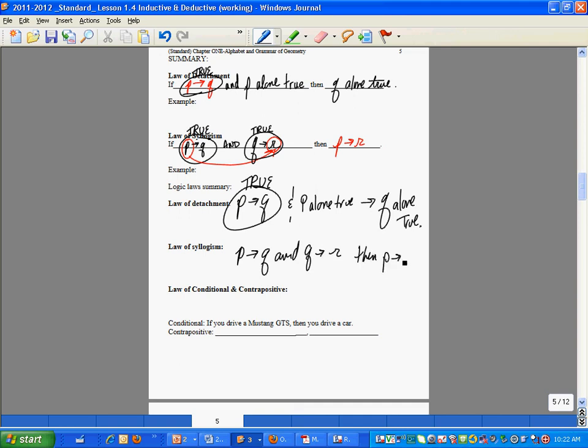S-Y-L-L-O-G-I-S-M. Can I get extra credit? No, you should do stuff just because it's discovery and fun, not because I'm always tossing bones at you with extra credit, okay?